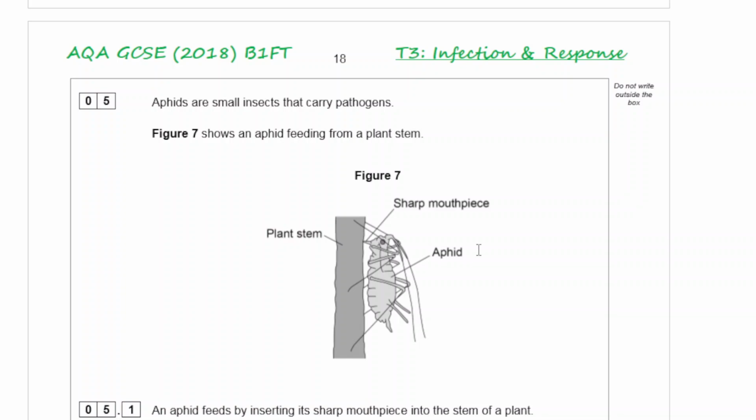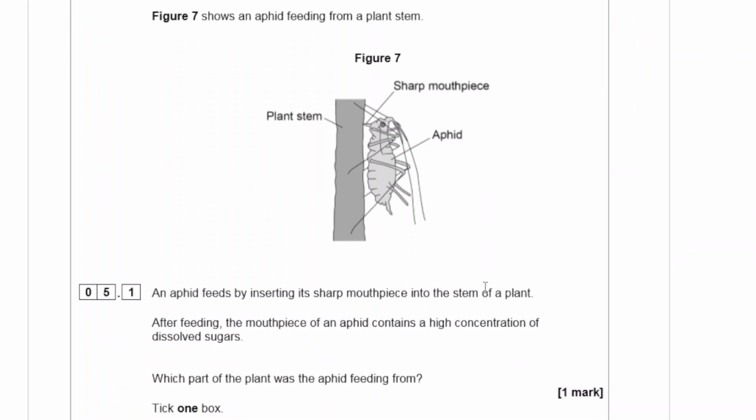Is on the topic of infection and response, right? Aphids are small insects that carry pathogens. Figure 7 shows an aphid feeding on a plant stem. Now, if you have plants growing in your garden during the summertime, the aphids are very common. They're actually this ash color insects, and they're quite small. And if you look closely, you'd actually see them. But looking from afar, you'd actually see as if the plant is just covered in ash, right?